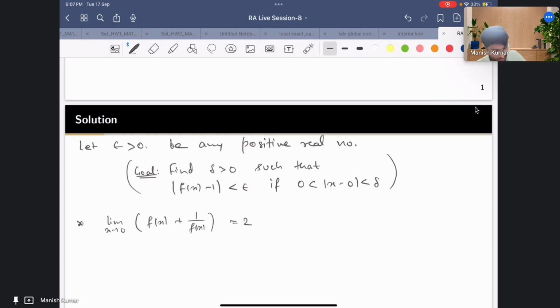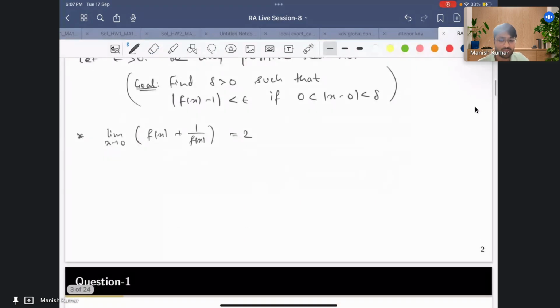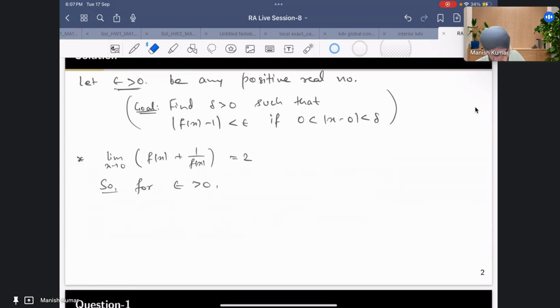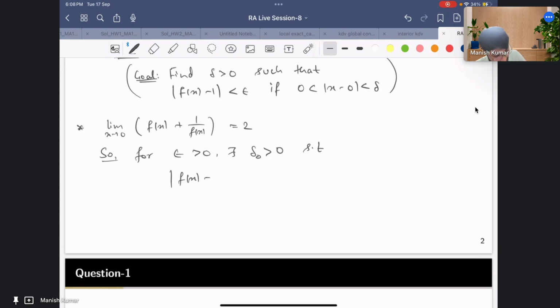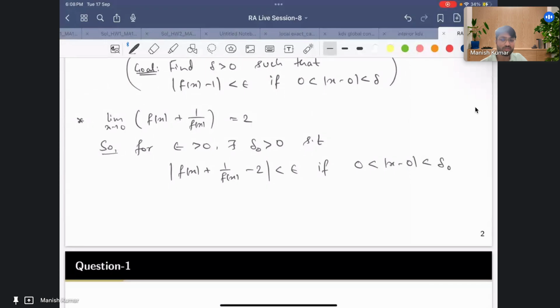So let's start with this one. This has been given to us, so we'll try to use the definition of limit to get something. Since this limit exists and is equal to 2, for epsilon greater than 0 there exists delta naught greater than 0 such that f of x plus 1 by f of x minus 2 is less than epsilon if 0 is less than mod x minus 0 less than delta naught. I have just used the definition of limit.